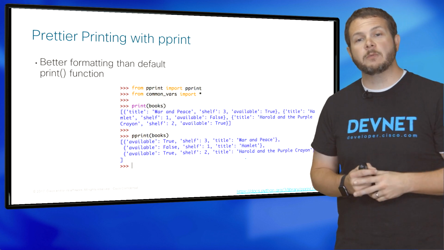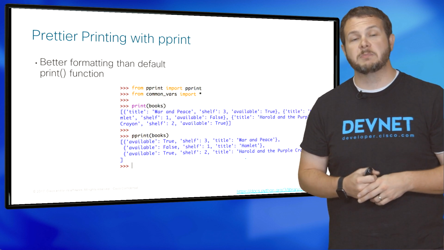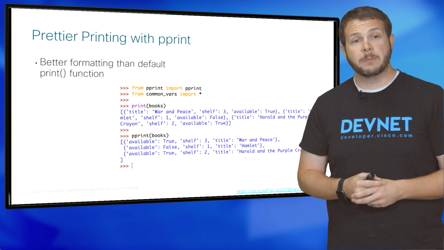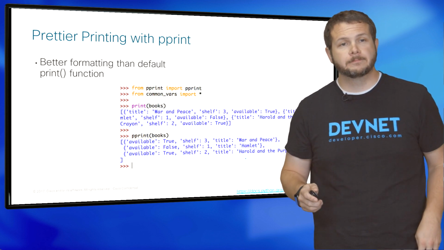Now, if I use pprint, what's nice here is each element in the list will get its own line, and it breaks it down. It just makes it easier to read. So PrettyPrint is a handy one to know if you're trying to print out a lot of detail and data.